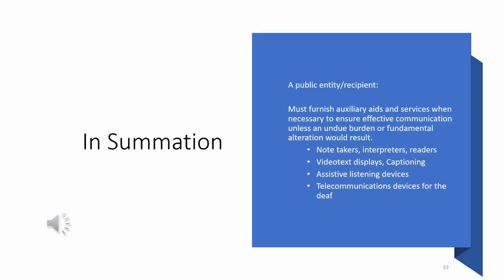Finally, a public entity must furnish auxiliary aids and services when necessary to ensure effective communication unless an undue burden or fundamental alteration would result. Examples of auxiliary aids and services include note takers, interpreters, readers, video text displays and captioning, assistive listening devices, and telecommunications devices for the deaf. A public entity, however, is not required to provide individuals with personal aids or services, wheelchairs, personal attendants, things of that nature.